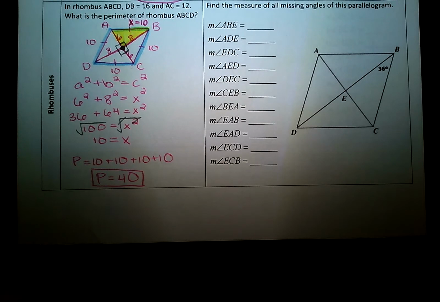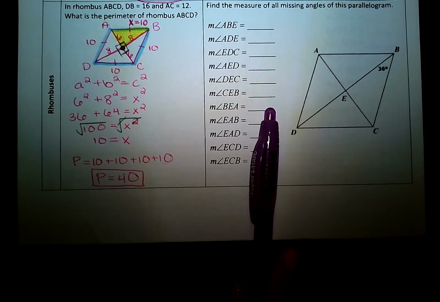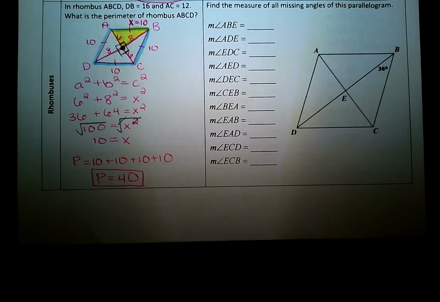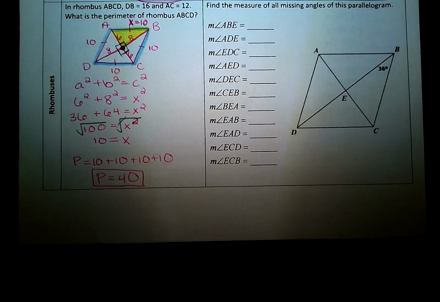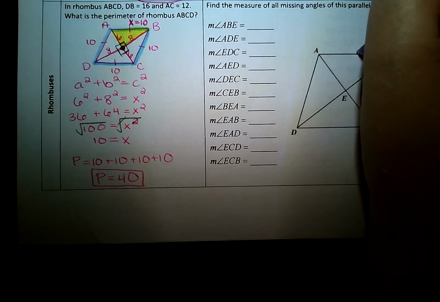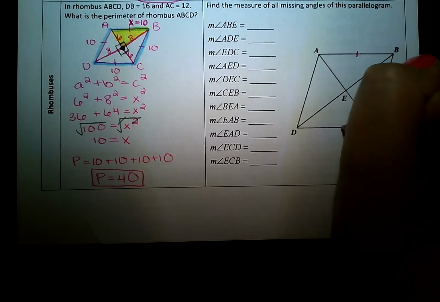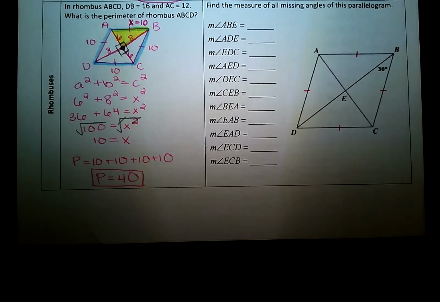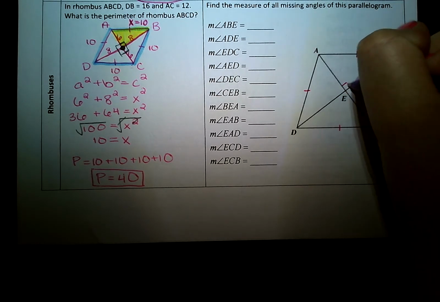Since we worked on the sides here, this next example is all about angles. It says, find the measure of all missing angles of this parallelogram. Well, more specific than it just being a parallelogram is that this is a rhombus. It's in the rhombus section. So right away, I know all 4 exterior sides are congruent. I also know that all 4 interior angles are congruent, so they're all 90 degrees.